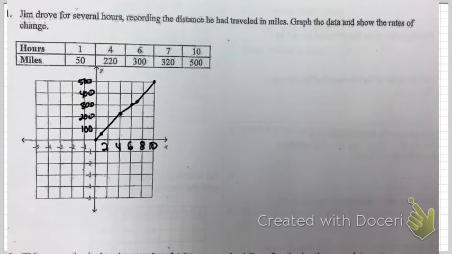We go with that. I just graphed x, y coordinates, right? This is hours is x, miles is y. We go with that? Yeah. Okay. Next, show the rates of change. So why is there not just one rate of change here? Yeah, it's not linear. So I need to look at each interval.